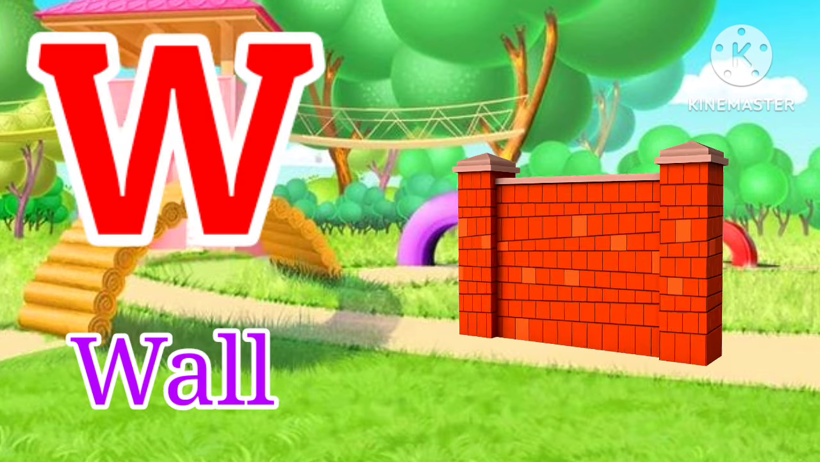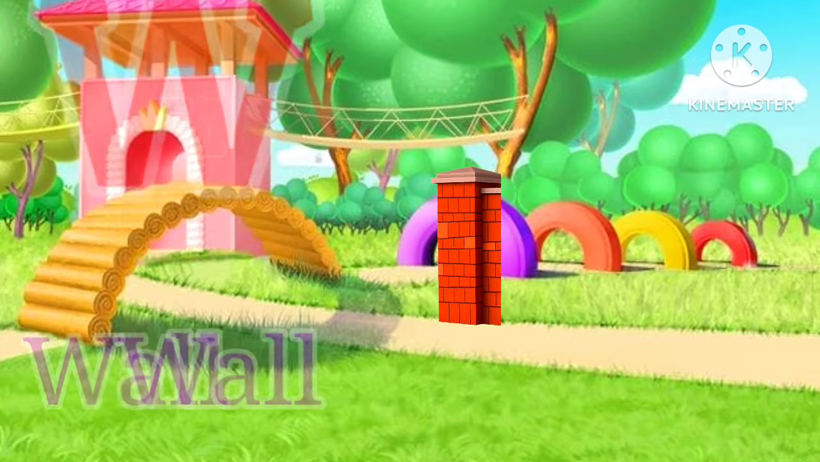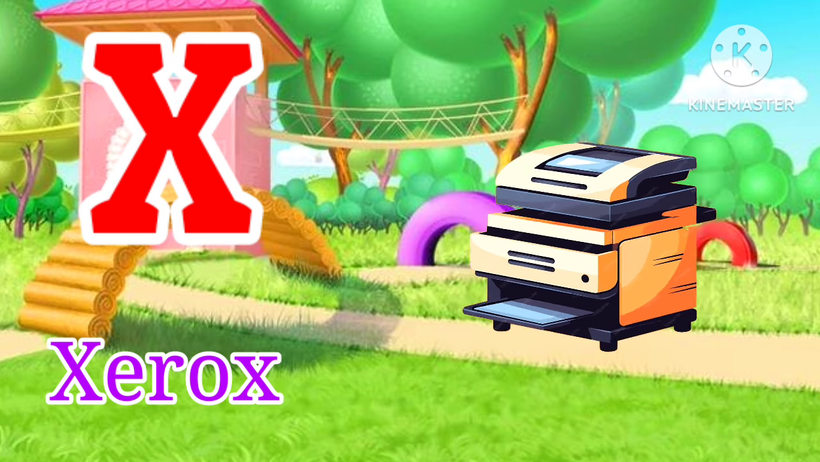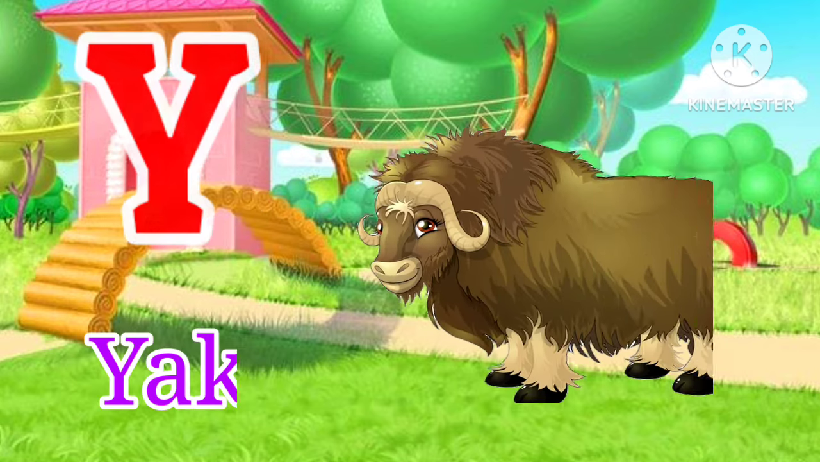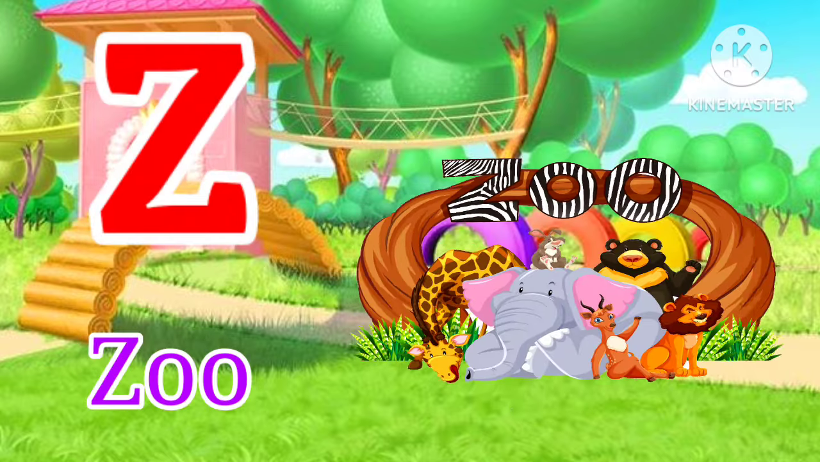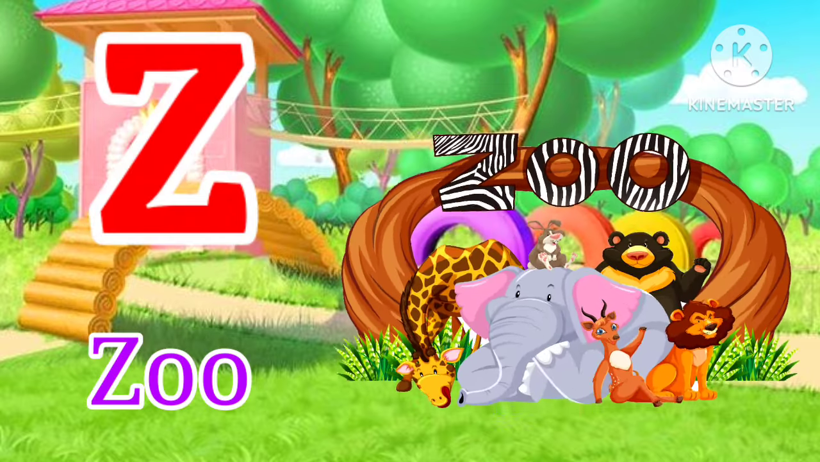W for wall. Wall means diwar. X for X-rox. X-rox means X-rock. Y for yak. Yak means suragai. Z for zoo. Zoo means chiriyaghar.